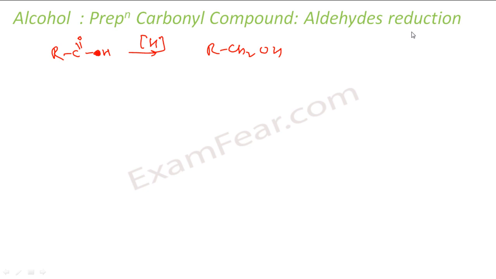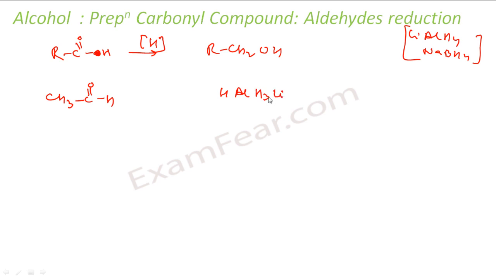And the reducing agents are generally LiAlH4, you must have seen this compound, and NaBH4. These are my reducing agents. And this is nothing but my nucleophilic addition reaction. If you want to see the reaction mechanism, I can show it. So let's suppose I take CH3COH, this is my aldehyde, and I have LiAlH4. LiAlH4 looks something like this: I have H, I have Al, H3Li, where H gets almost negative charge here, and this side has positive charge.